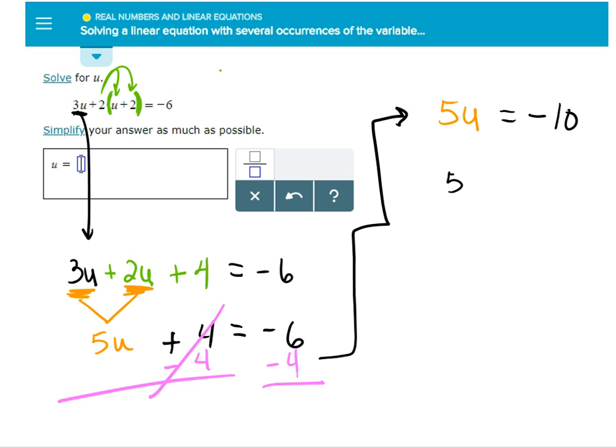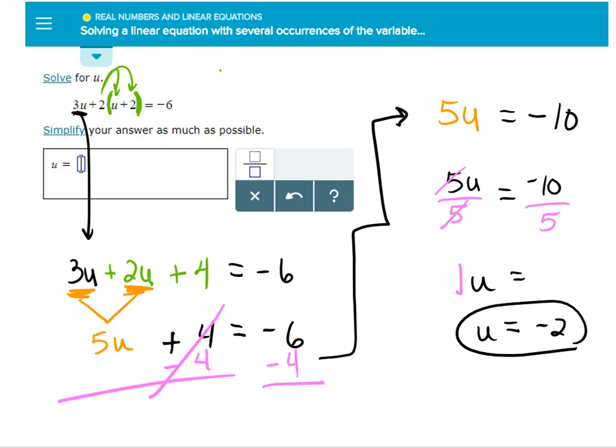And now what I'm going to do is take the 5u and divide off the 5. But what you do to one side, you've got to do to the other. So take the negative 10 and divide that by 5 also. On the left, 5 divided by 5 is a 1u, and a 1 times a u is just a u. And then on the right side, the negative 10 divided by 5, that's a negative 2. And that's my answer. I'm done. I have found the correct answer for u.